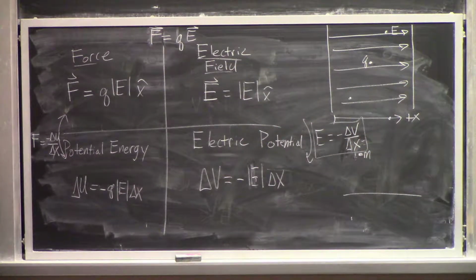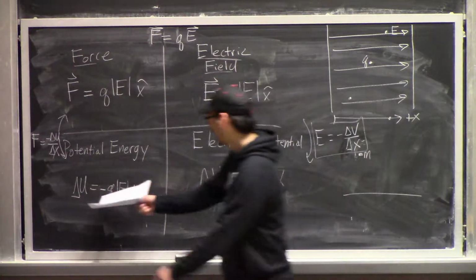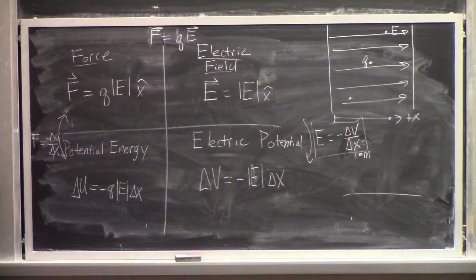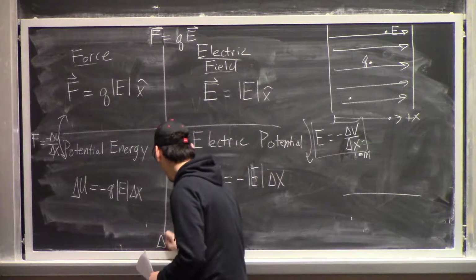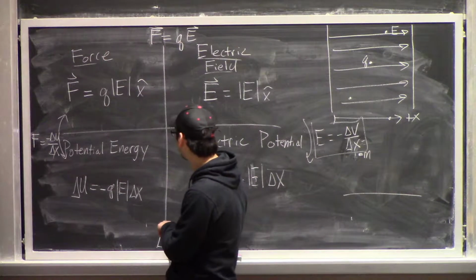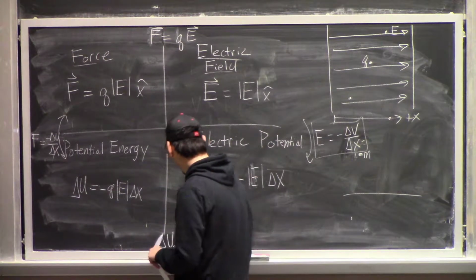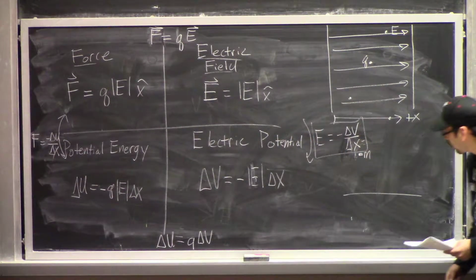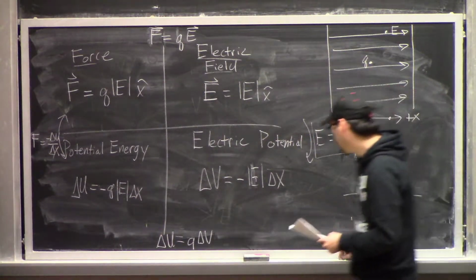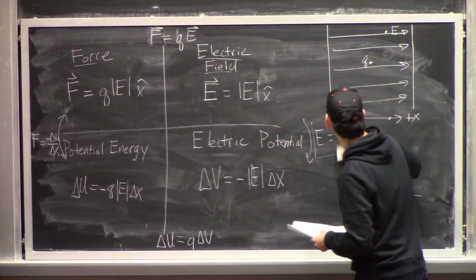Now, there's another relationship that we can connect these bottom two with, right? So we can connect this one to this one. How is delta U related to delta V? Delta U would be delta V over charge. Other way around, delta V would be delta U over charge. Yeah, this is Q times delta V, right? Yeah, good. Okay, so that completes the table.